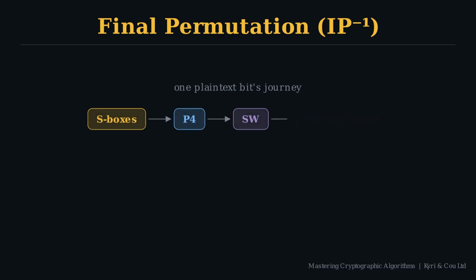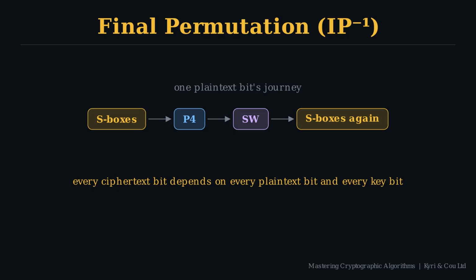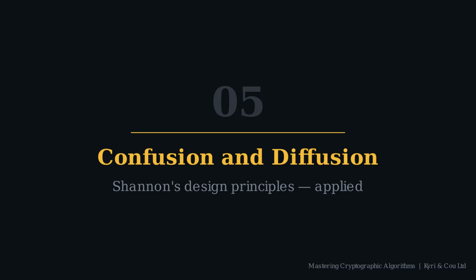Before we move on, look at what happened to any single plaintext bit. It went through the S boxes, was spread by P4, crossed the boundary at the swap, and then hit the S boxes again. By the end, every ciphertext bit depends on every plaintext bit, and every key bit, and none of those paths are straight lines. That has a name. 2 names, actually. They're called confusion and diffusion, and they're Shannon's 2 requirements for a practical cipher.